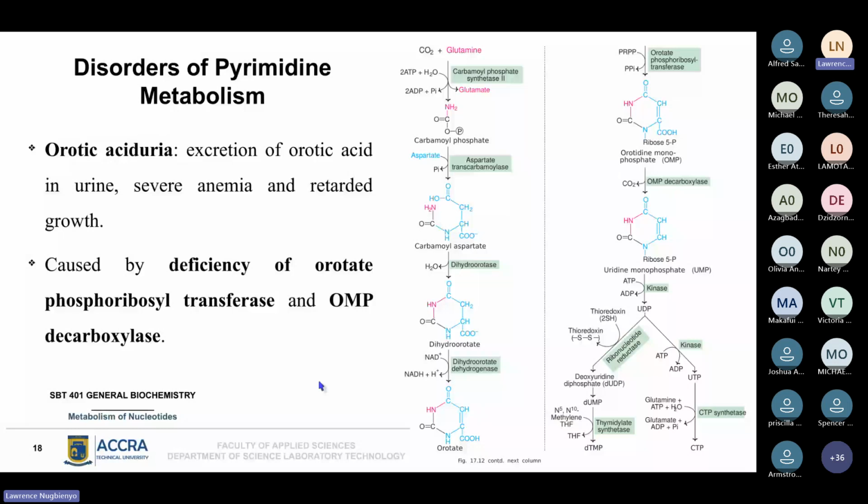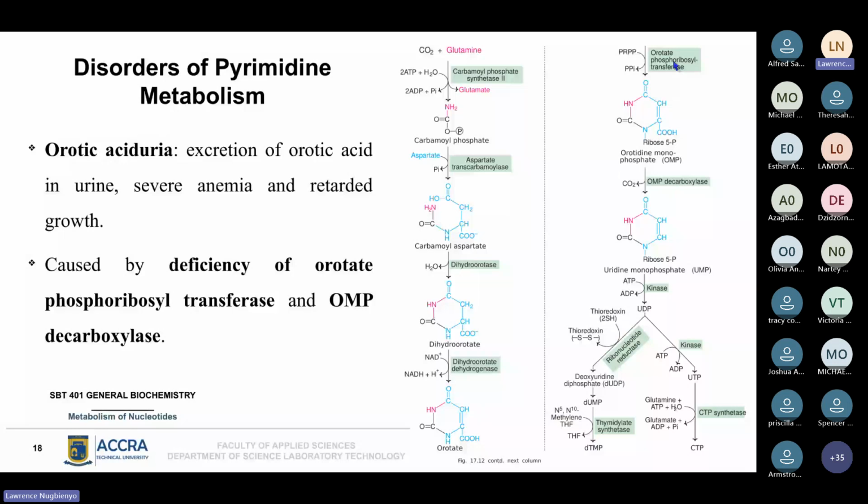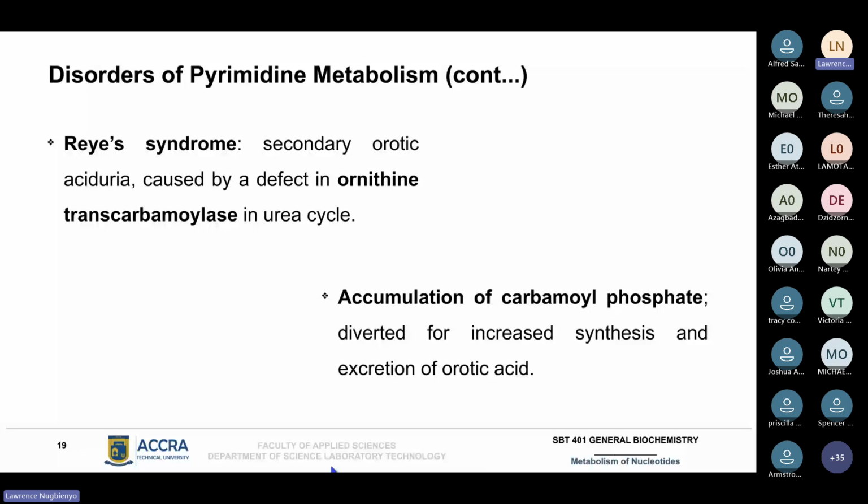We also have what we refer to as Reye's syndrome. Reye's syndrome is actually just similar to the orotic aciduria, but it's referred to as a secondary orotic aciduria, because it is not coming directly from what we saw earlier with the deficiency in that enzyme, the orotate phosphoribosyl transferase, but rather you have this occurring from a defect in another enzyme, ornithine transcarbamylase, which is involved in the urea cycle.